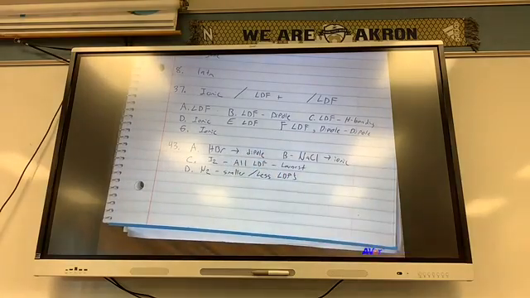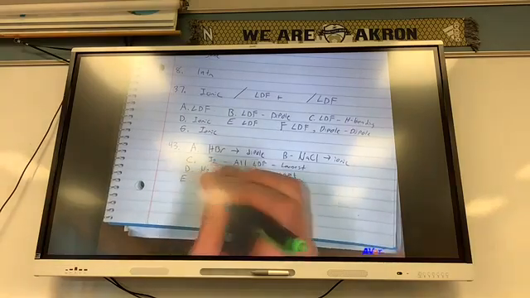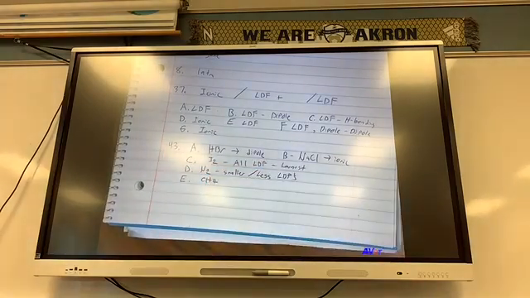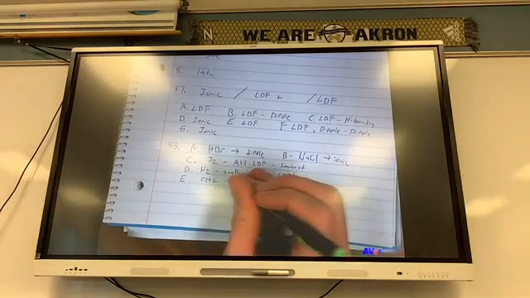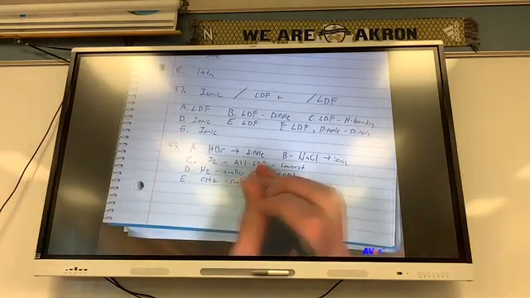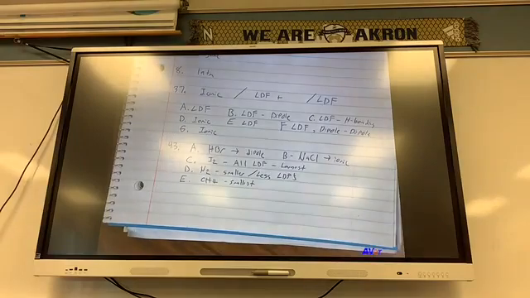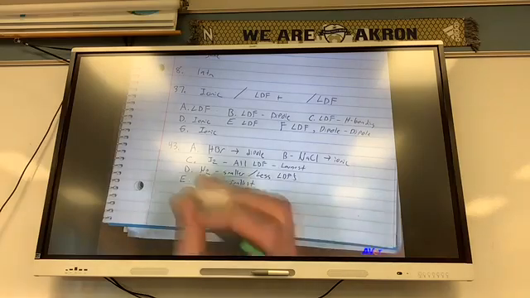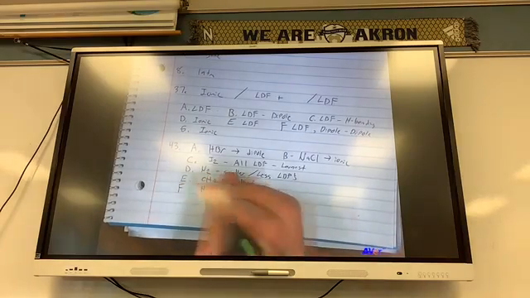E, lowest boiling point. That's also weakest, isn't it? Yes, so that's CH4. Why? Smallest. So that means it has the least amount of LDFs. And then F, highest boiling point? HF. Why? Hydrogen bonding. Yes. HF, because it has H bonding.